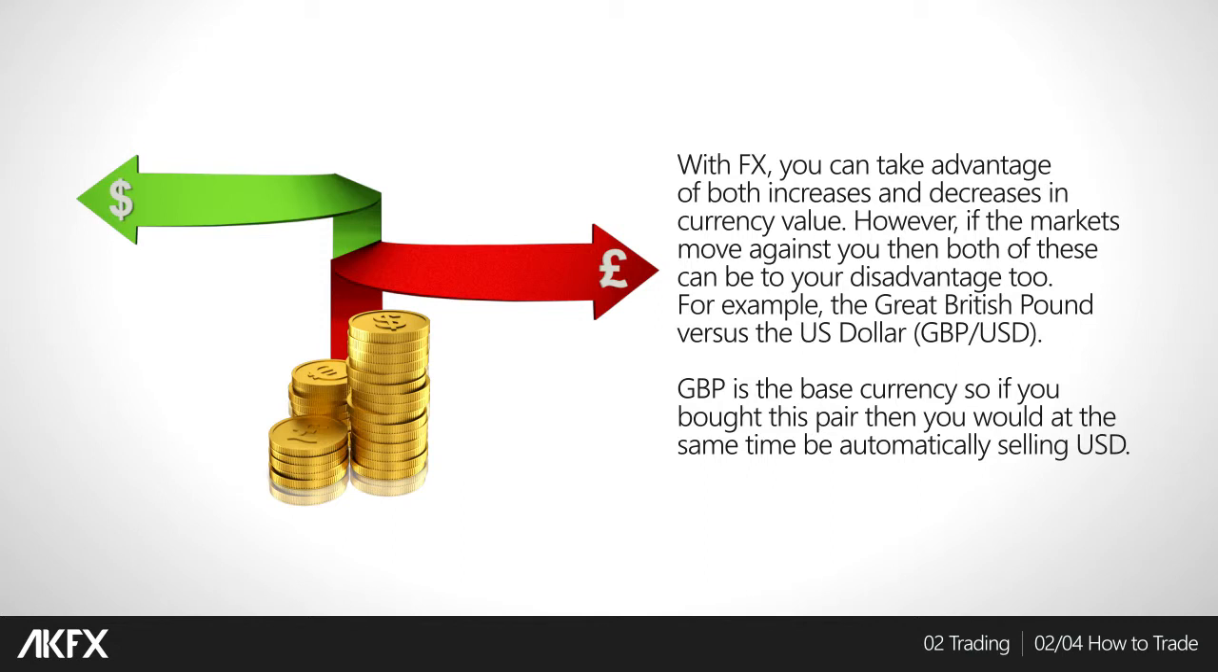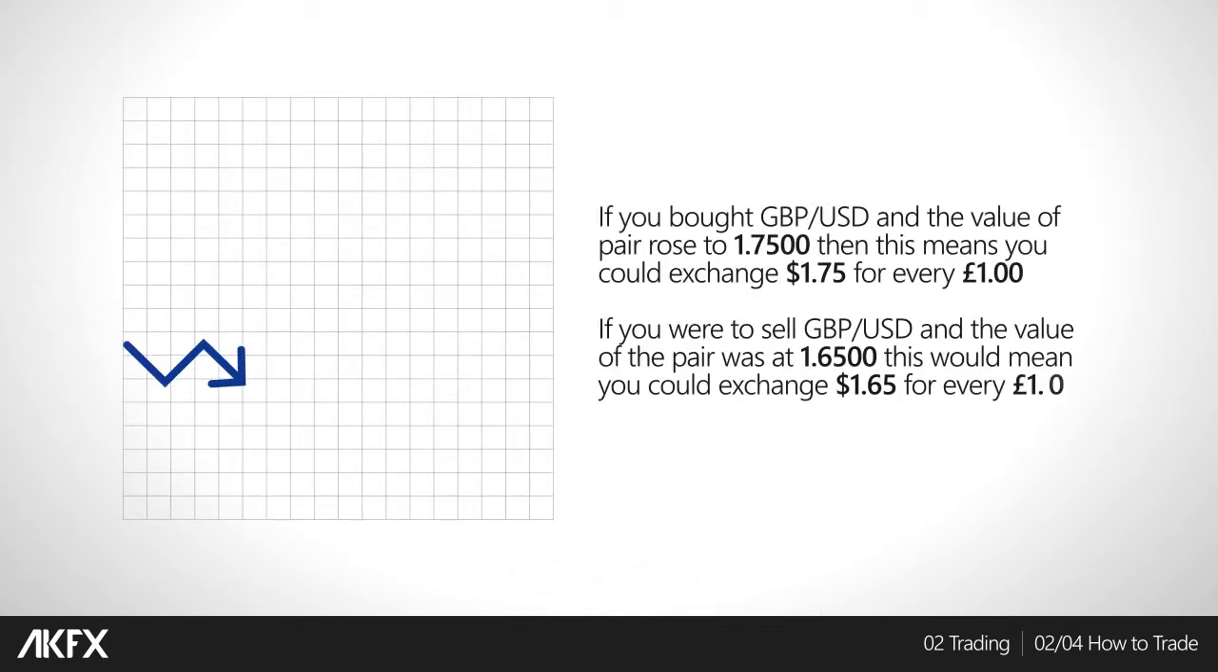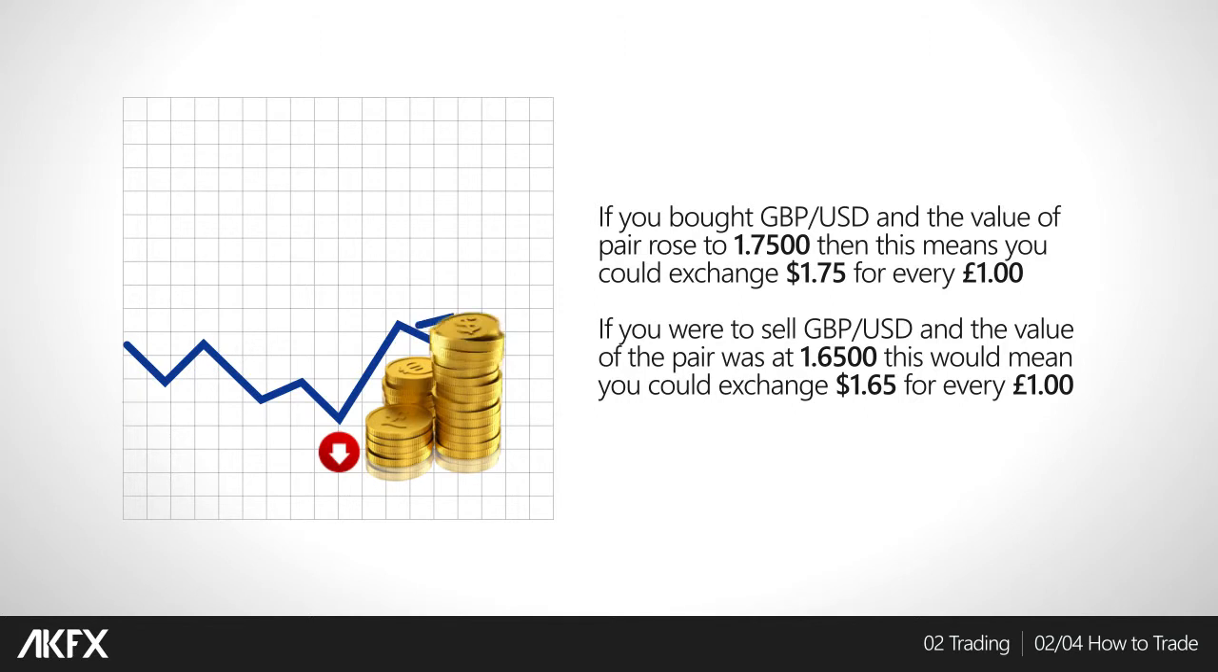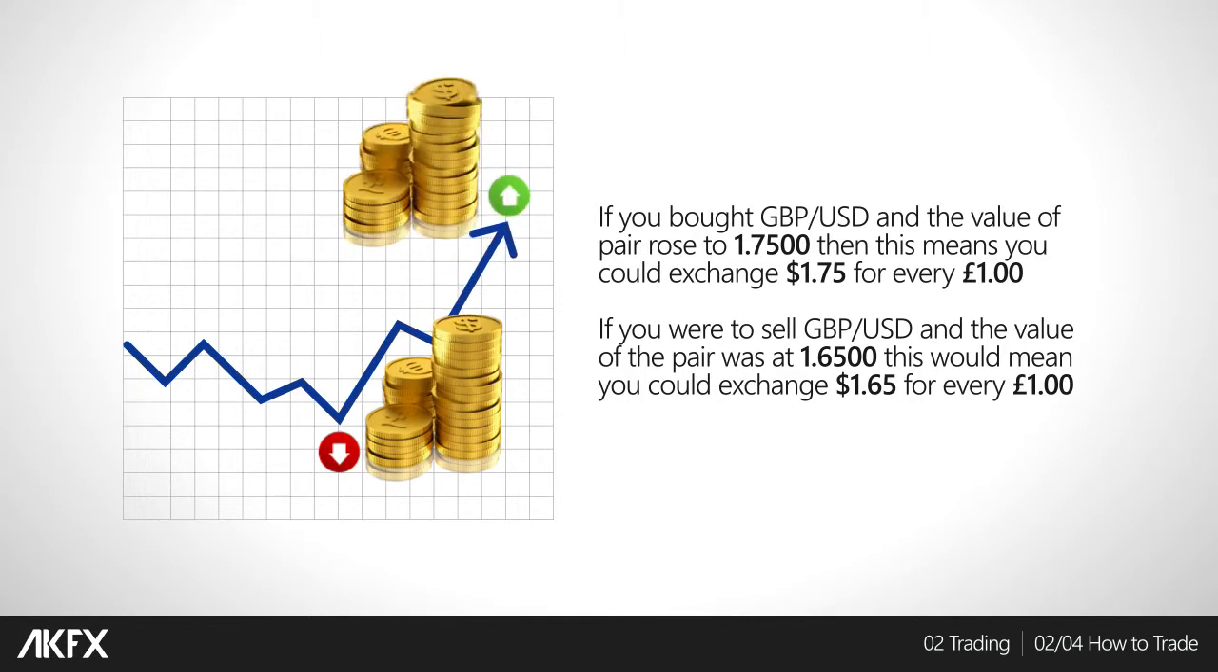For example, the pound versus the US dollar. The pound is the base currency, so if you bought this pair, then you would at the same time be automatically selling the dollar. If you bought pound dollar and the value of the pair rose to 1.7500, then this means you could exchange $1.75 for every pound.